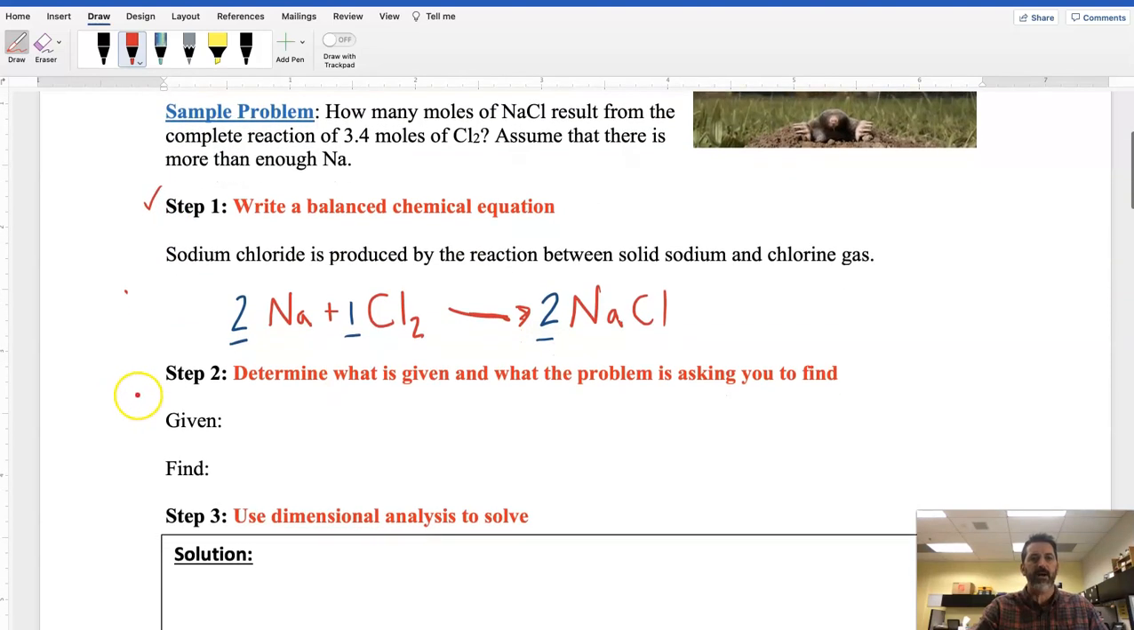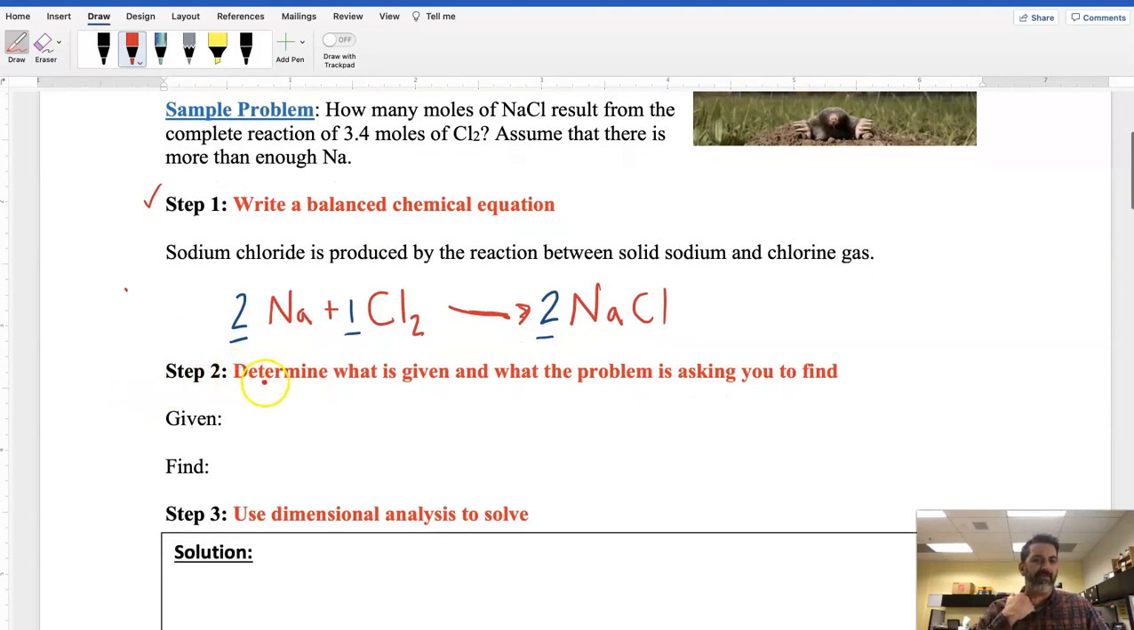Step 2, I'm going to determine what is given and what the problem is asking for. So given, that's usually pretty easy because it's the only number in the problem. So that must be what I'm going to start with. So I'm starting with 3.4 moles of chlorine gas, and I want to know how many moles of sodium chloride will that make. So I'm trying to find moles of sodium chloride.